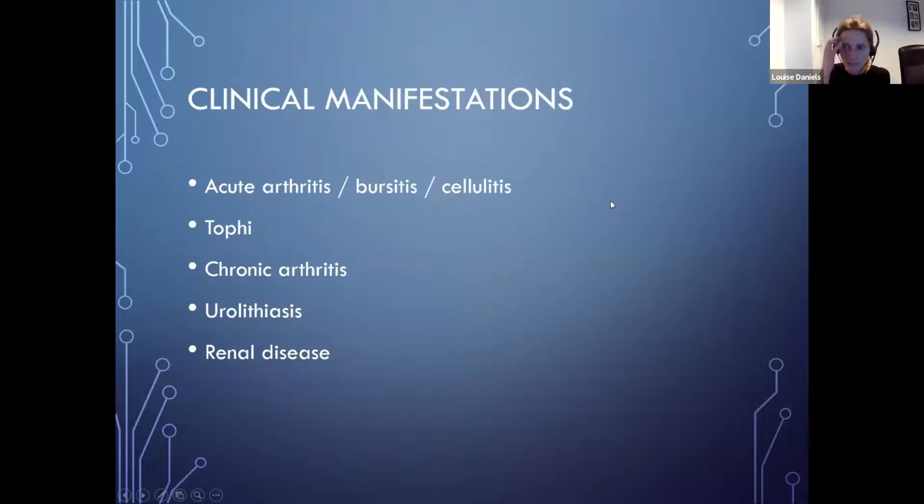So the clinical manifestations of having a high uric acid level are that you may get an acute arthritis, so acute gout. You can get bursitis, cellulitis. Over time, those crystals build up and you can get the development of tophi in multiple areas in the body. People can develop a chronic arthritis when they've had prolonged hyperuricemia for many years. You can get kidney disease and you can get renal stones, kidney stones.